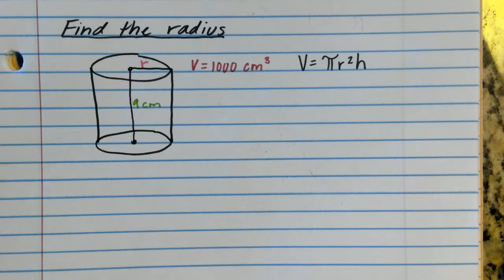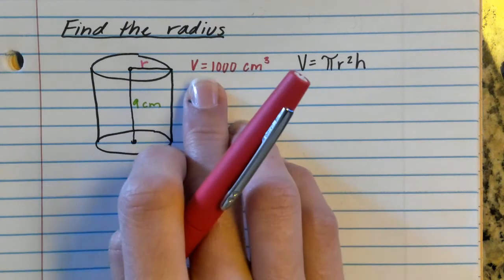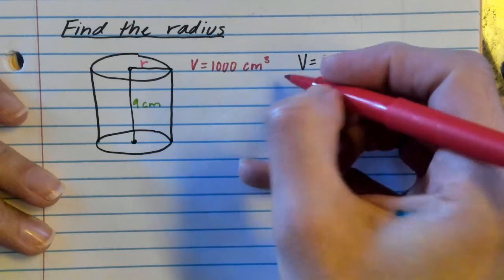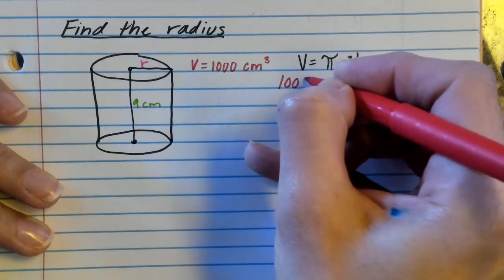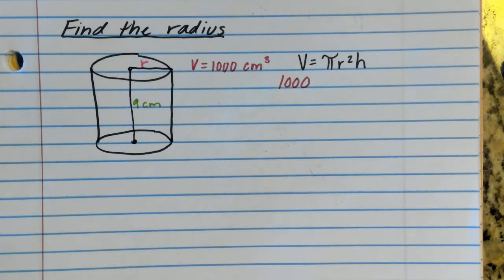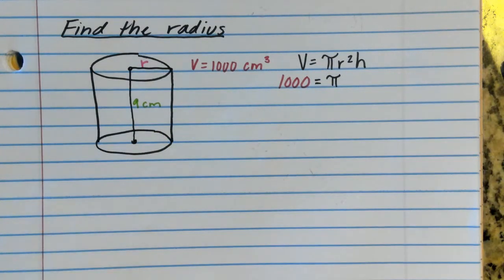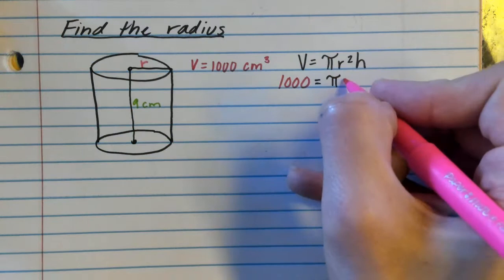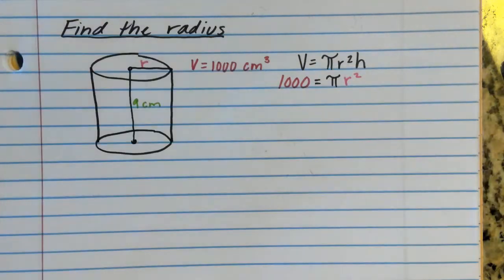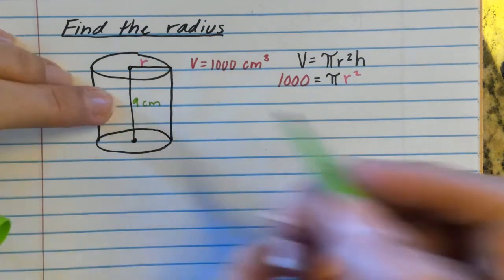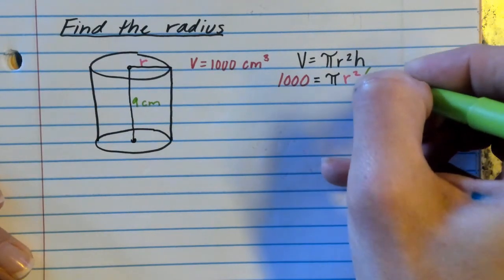So the first thing we're going to do is plug in everything we know. Here we have our volume. So for volume, we could plug in 1,000. And then we can set that equal to, we have our pi. And then we don't know what our radius squared is just yet. So we're going to have that open, ready to go, so we can find that. And then we do have our height of 9 centimeters, so we can plug in the 9.